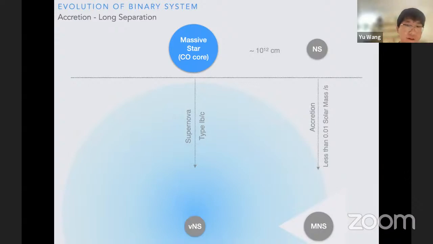So in this sense, regarding the supernova ejecta, first we have two stars, then one star explodes to have a supernova. The supernova ejecta will be accreted onto the companion neutron star. With this very large separation, the companion neutron star cannot accrete enough mass to collapse to a black hole. So finally, we have a new neutron star and a massive neutron star.